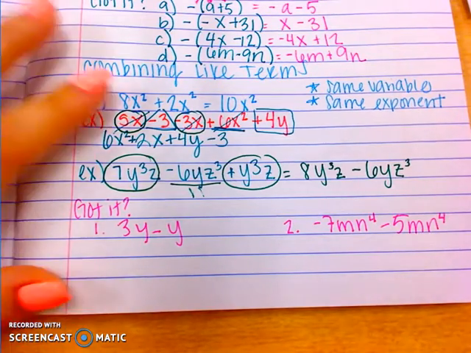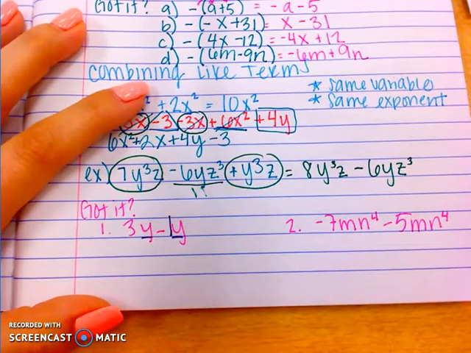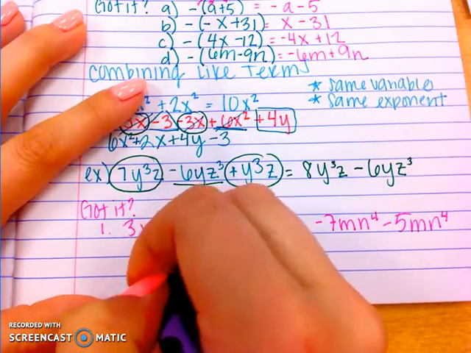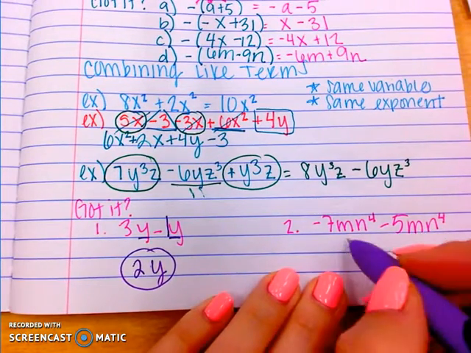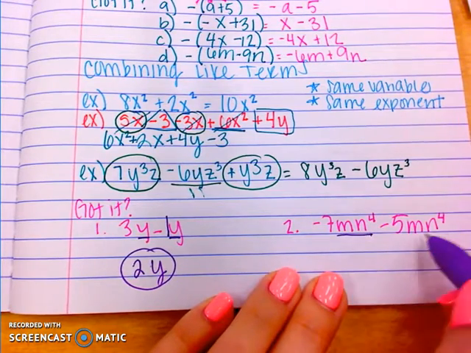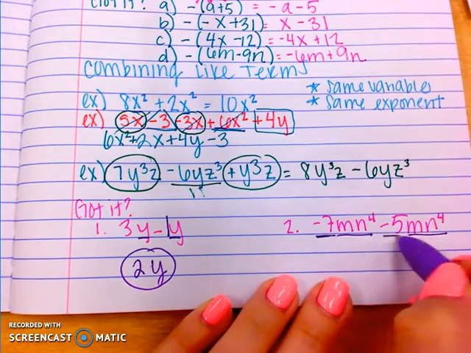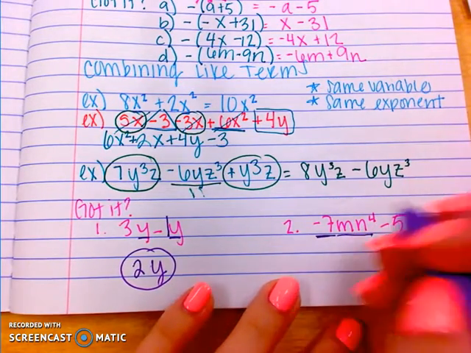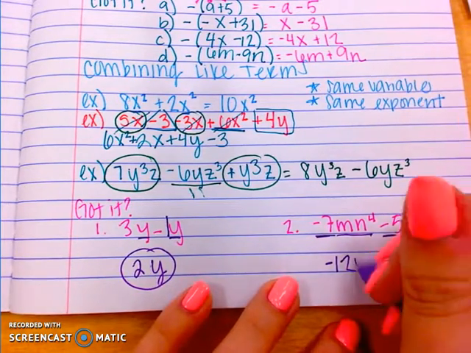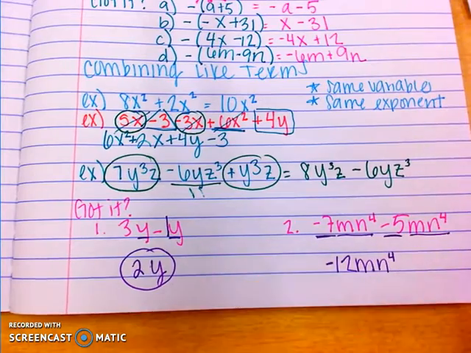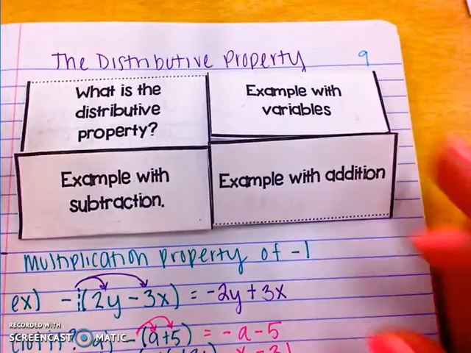You should have seen both our y's. A 3, this is like an invisible 1 in front of it, so this is 2y. Okay, and then here, my variables, mn to the 4th, so we're good. So I have negative 7 and negative 5. Negative 7 minus 5 more is negative 12. We keep the variables and the exponents the same. And that is the lesson on the distributive property.